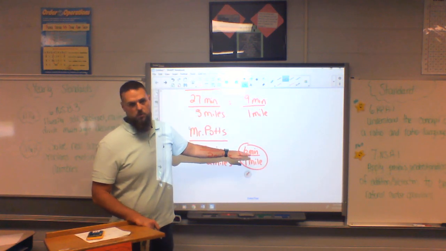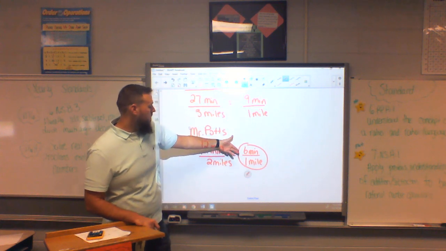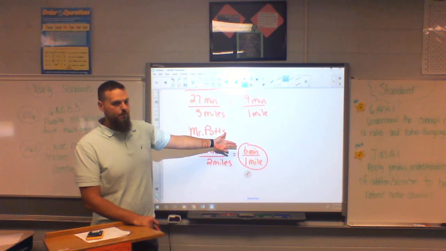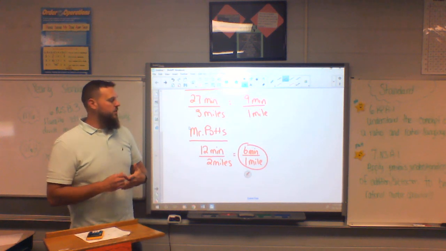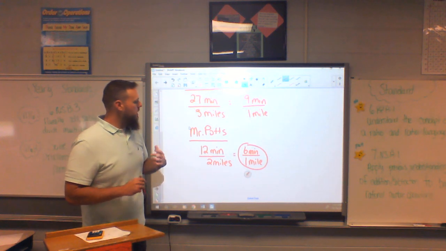And that common denominator is 1. So I can easily look and see, okay, well, it's obvious now that Mr. Potts is faster. Okay? So that's how we use comparing unit rates to make a determination on the question.